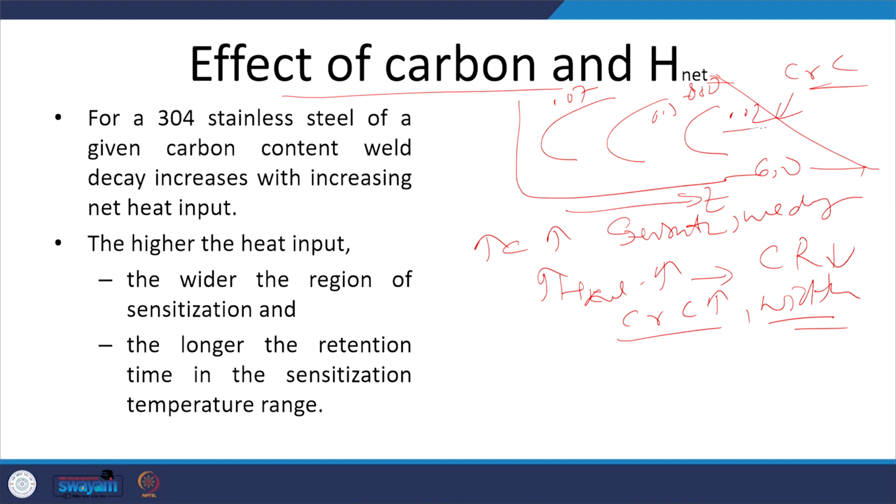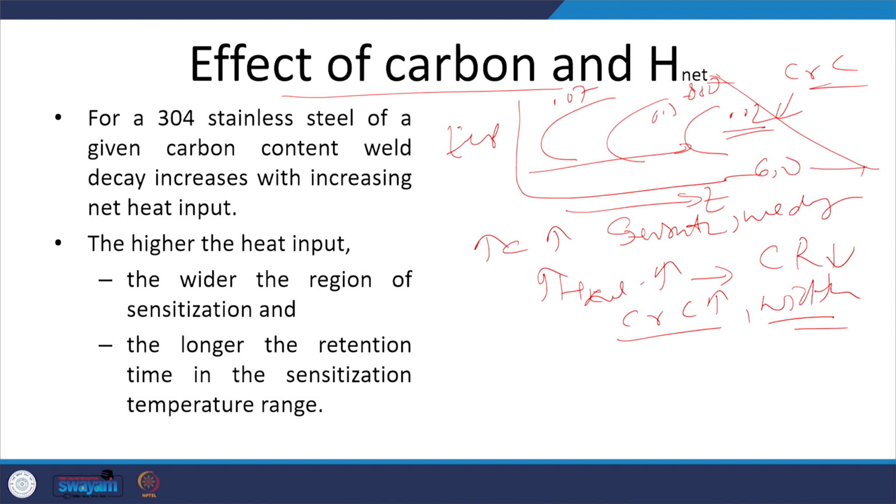So, the tendency for chromium carbide precipitation is minimized heavily when we have a low carbon content, but this precipitation happens very quickly when the carbon content is high. So, this is an important aspect as far as the solution is concerned.